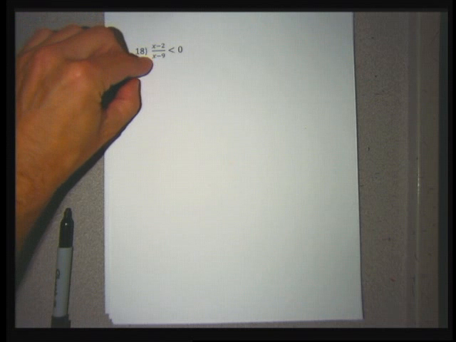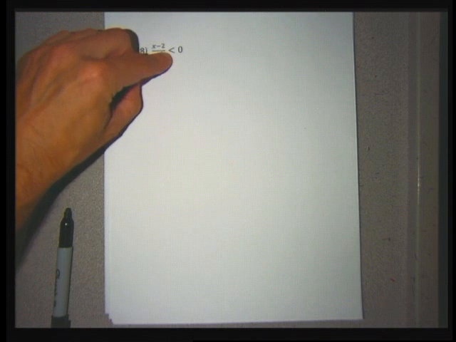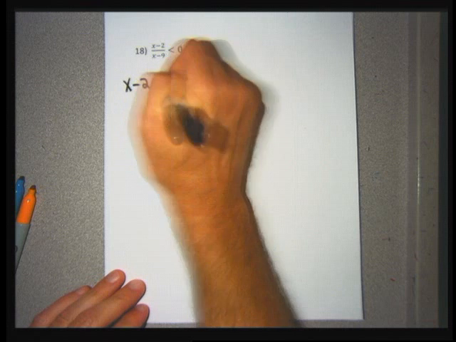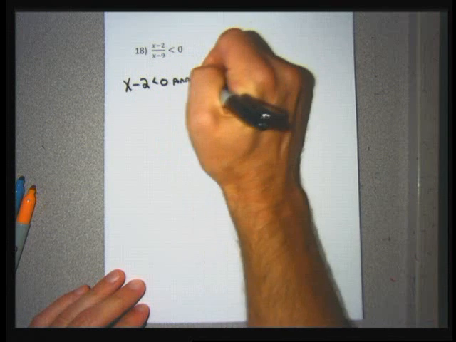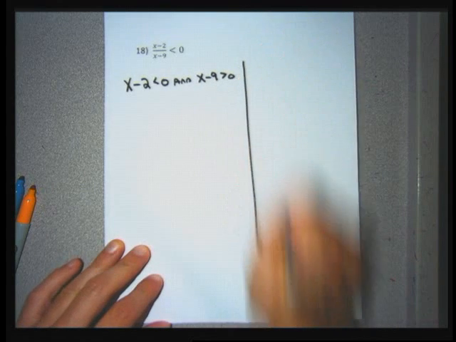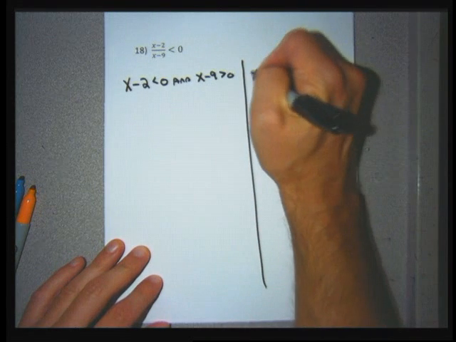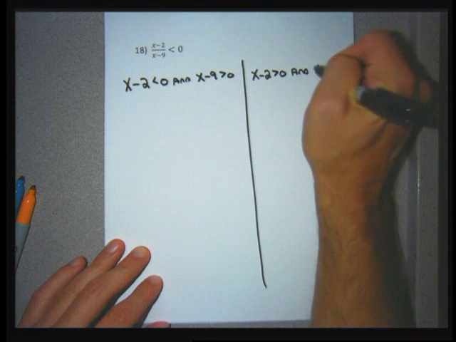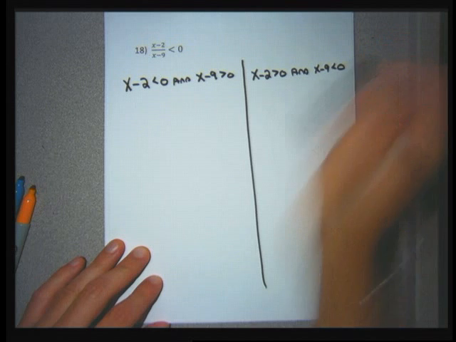I'm just going to create two scenarios, and my scenario is going to compare the numerator to 0 and the denominator to 0. Because it's a less than, the comparisons need to have opposite signs. So I'm going to create two scenarios. I don't have to factor here. So my two scenarios are going to be x minus 2 is less than 0 and x minus 9 is greater than 0, meaning I have one negative and one positive. Or x minus 2 is greater than 0 and x minus 9 is less than 0, one positive and one negative.